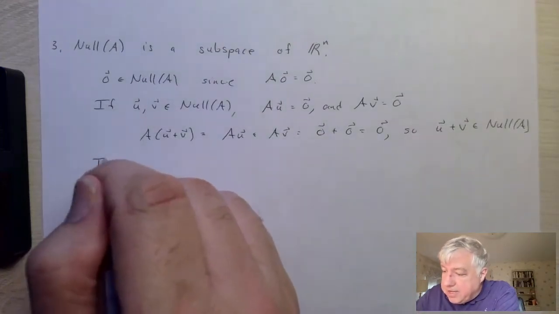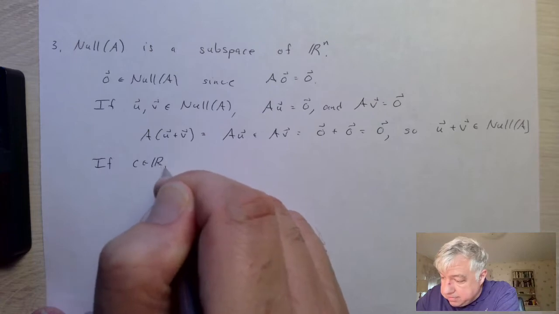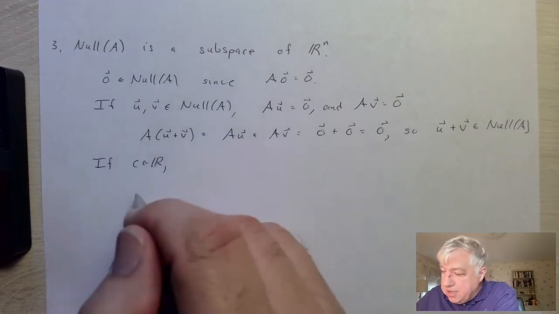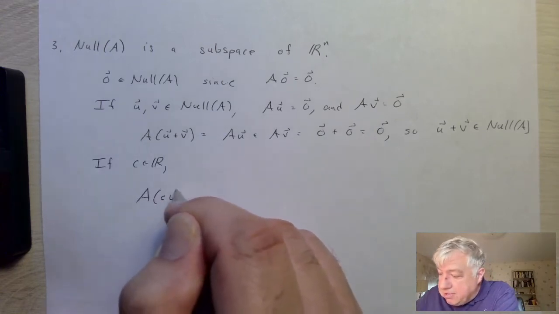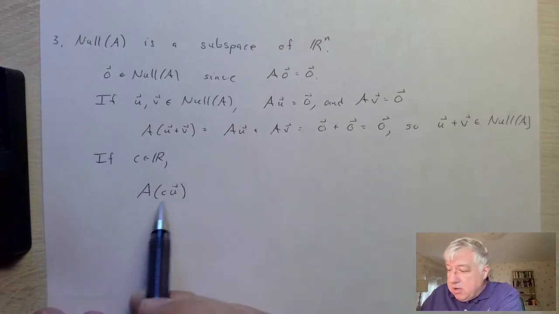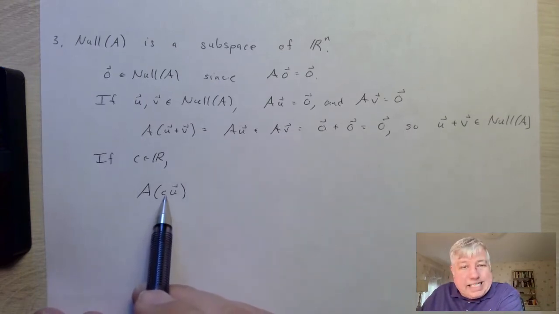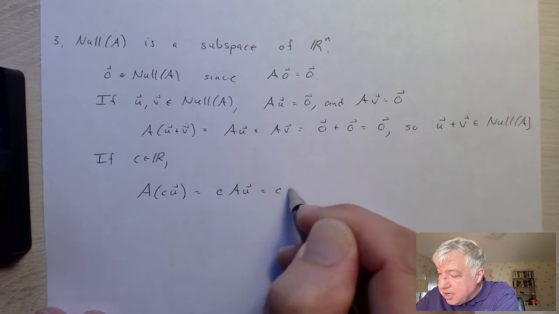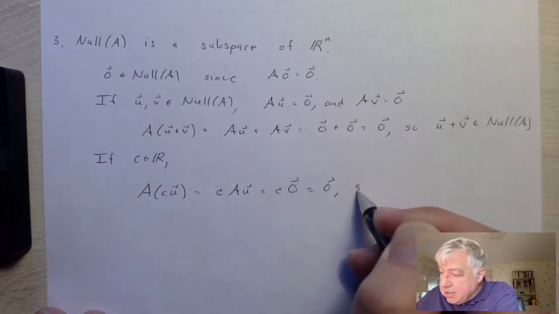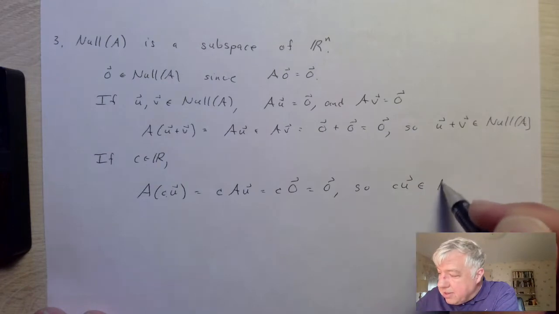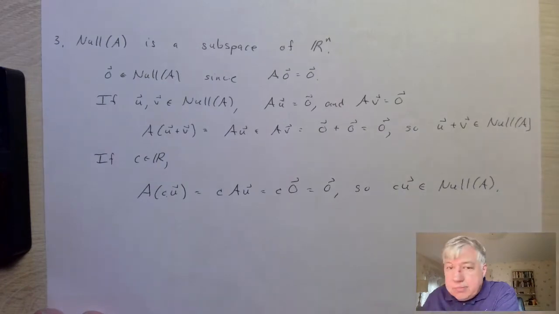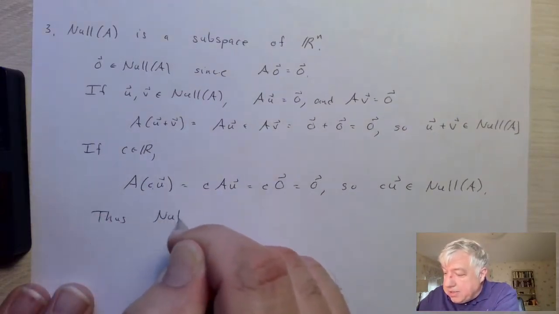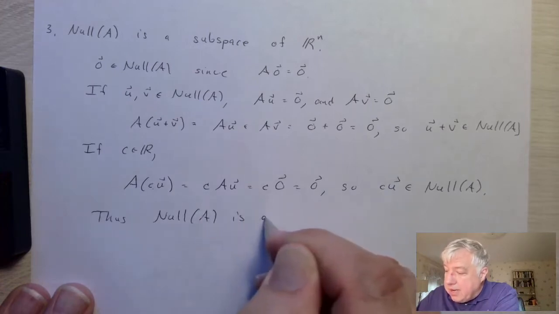And then if C is any real number, we need to show that CU is in the null space. So A times CU, we need to show that's 0, but we can do that real quickly because C is a scalar. We can pull that out in front. So this is C times the 0 vector, which is 0. So CU is in the null space. And thus, the null space of A is a subspace.